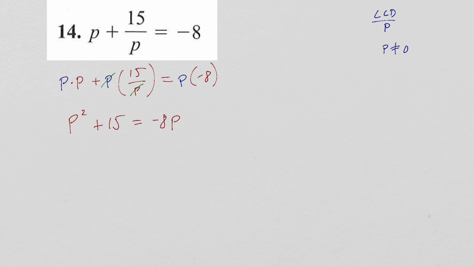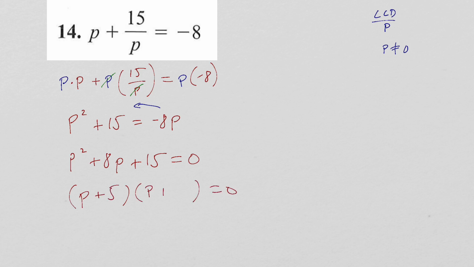This is a quadratic equation, so I have to move this to the left, and it flips signs when I do that. I'll put it in order, and now it's equal to 0. So now I'll factor. I have p plus 5 and p plus 3. So this tells me that p is equal to negative 5 and negative 3. And before I circle it, I'll double check my restricted values, and it's not there, so all of those values are okay. And I circle.